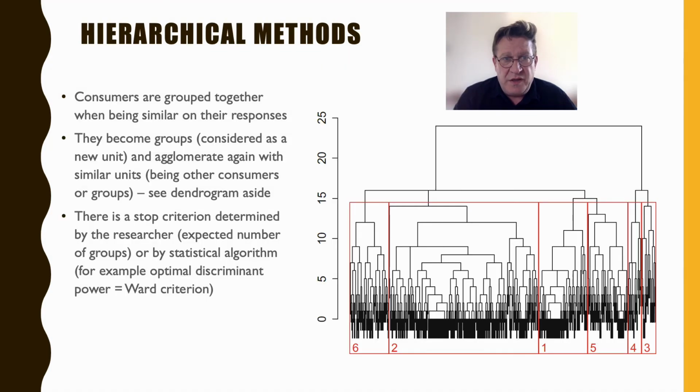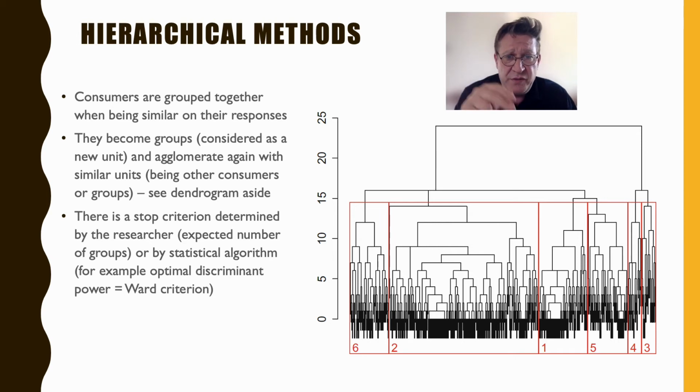Let's explain now the hierarchical methods. As you can see also on the right side of the screen, it is visually represented via what we call a dendrogram. In that case, consumers are grouped together according to having very similar responses to the survey, for example. So it's about the distance. The closest consumers are put together into a unit, a group, that is afterwards represented by the average value of the two consumers being grouped together.